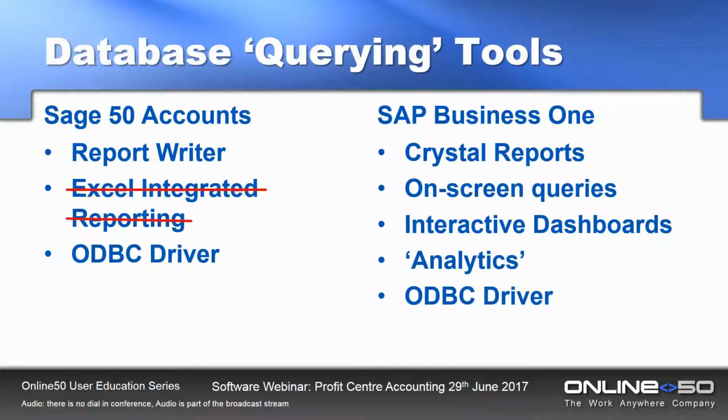Okay, so that was looking at the standard profit and loss report in Sage 50 Accounts for departments. Since both Sage 50 Accounts and SAP Business One use a database to record the transactions, any tool which can connect to that database, which is why that ODBC driver is so important, is going to be able to extract information to give us the useful information we're after.